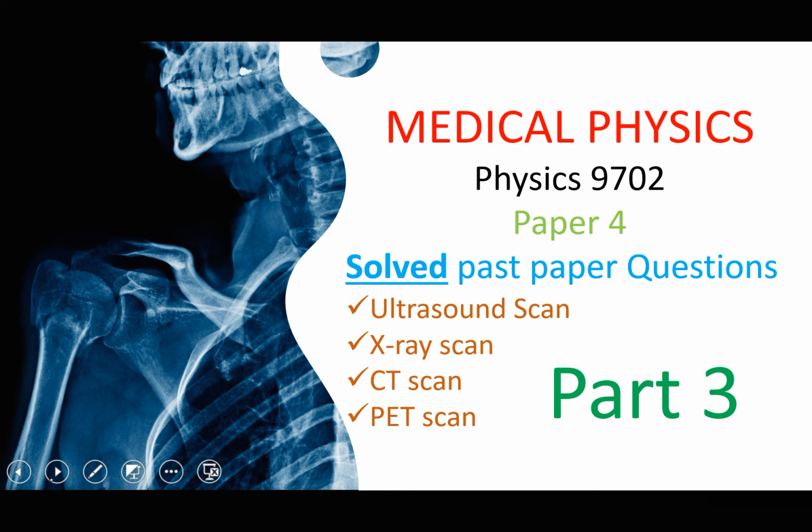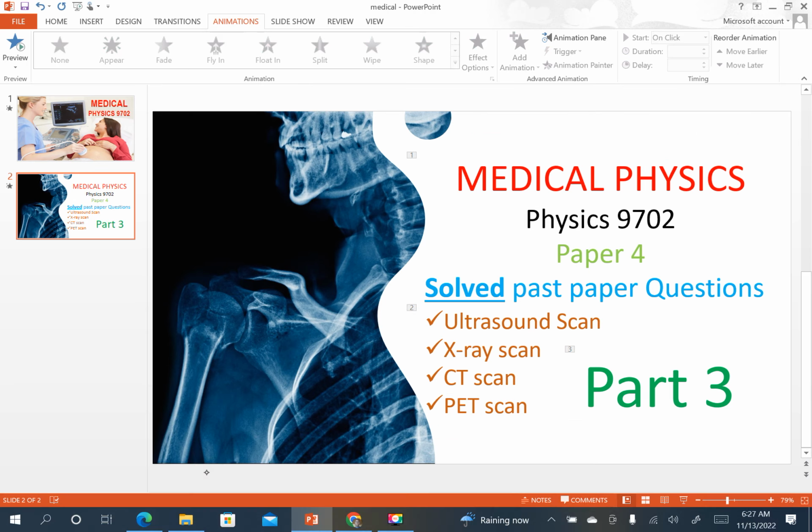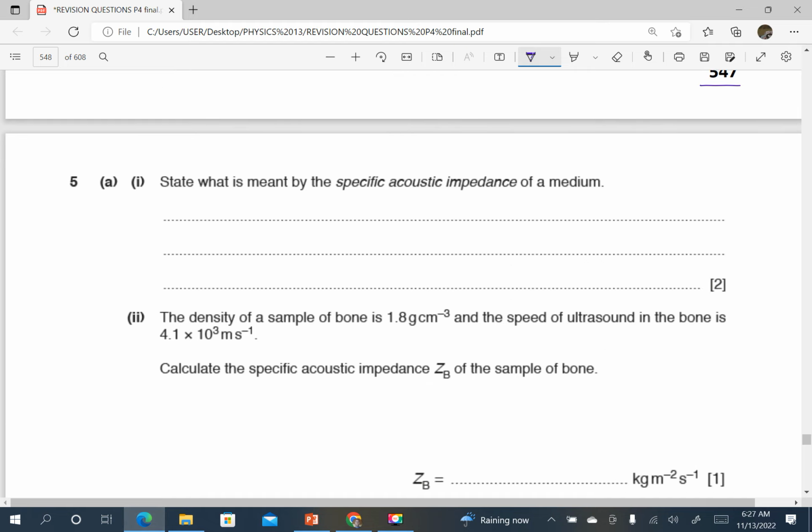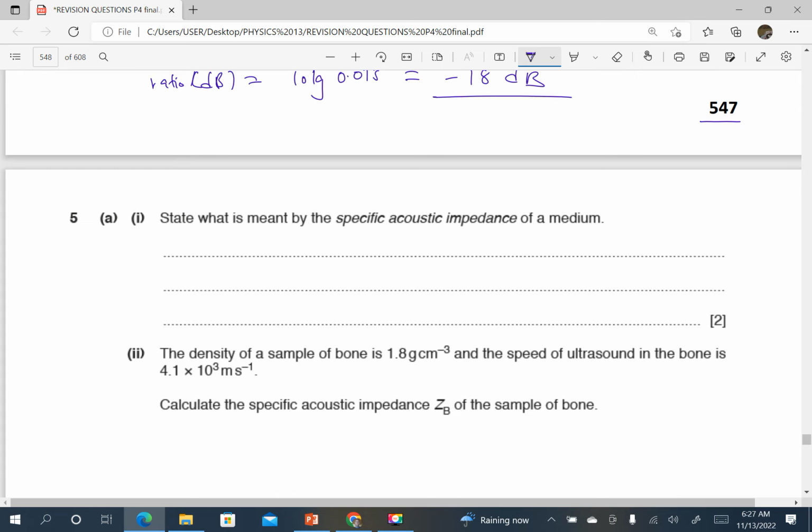So let's straight away move to our document. And I think we stopped on page 547. So let's move to 548 straight away. State what is meant by specific acoustic impedance. I think at this point, specific acoustic impedance is part of us. It must be part of us by now.